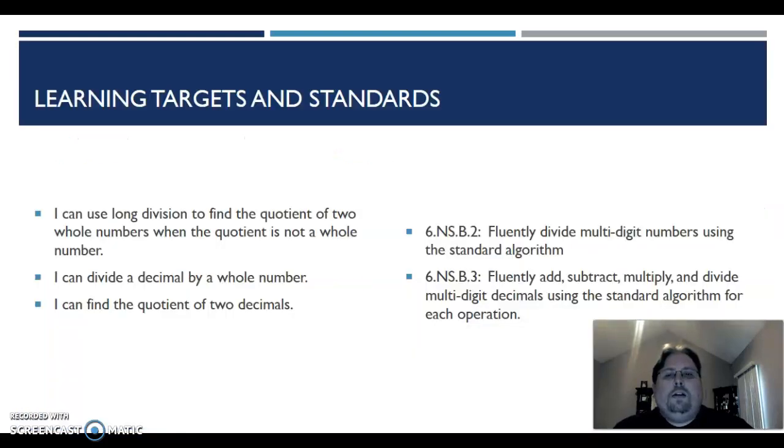Our learning targets for today are: I can use long division to find the quotient of two whole numbers when the quotient is not a whole number, which basically means that I can divide two whole numbers and my answer is going to have a decimal place. And then I can divide a decimal by a whole number, and I can find the quotient or answer to a division problem of two decimals.